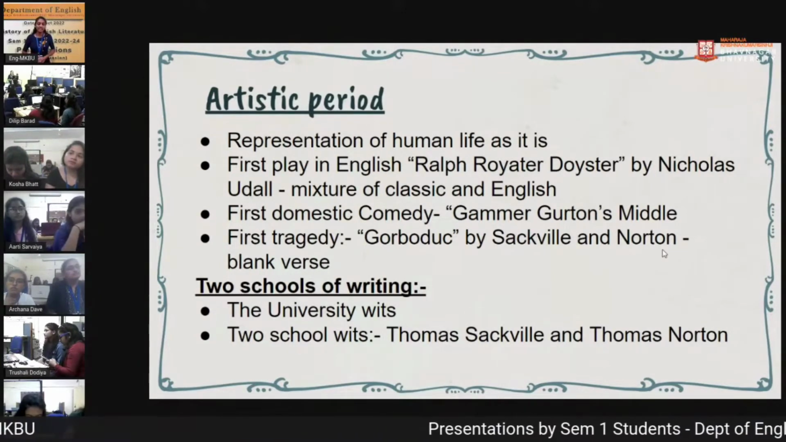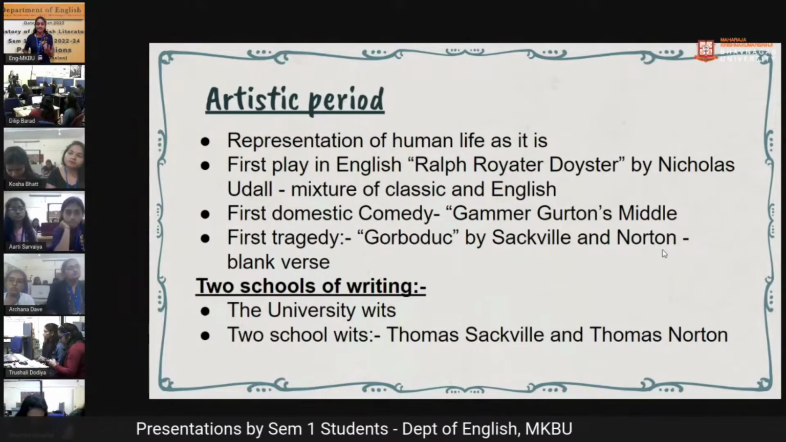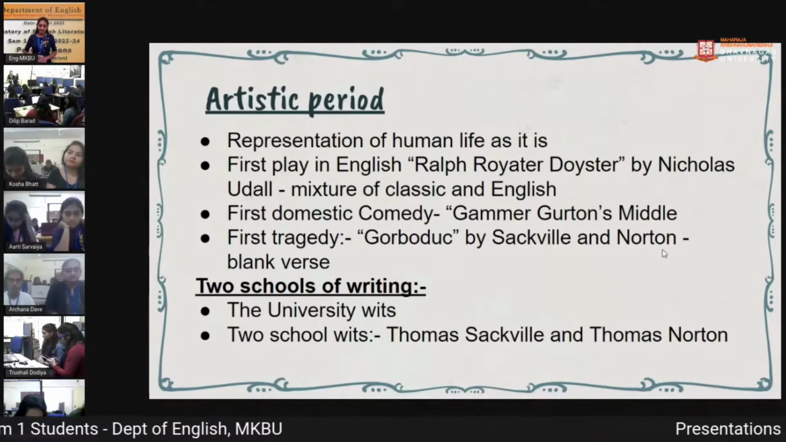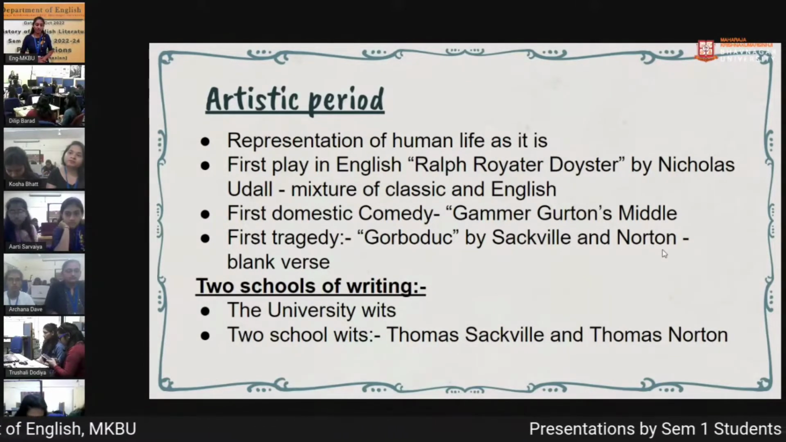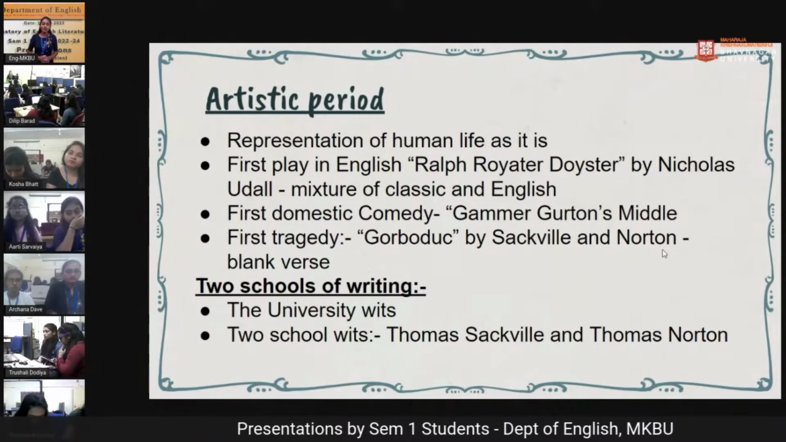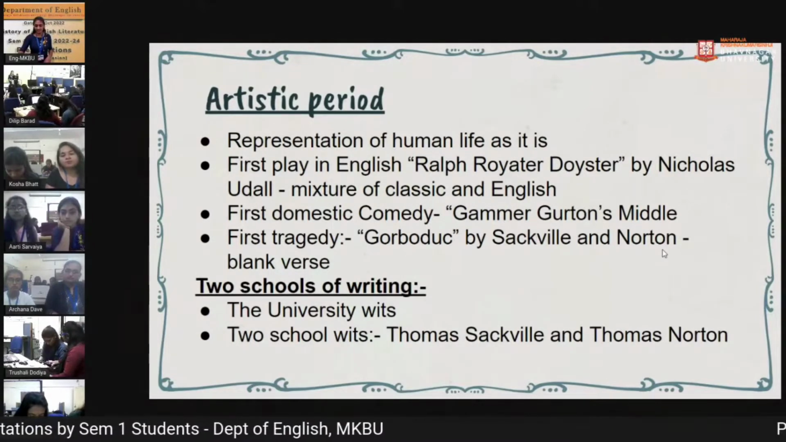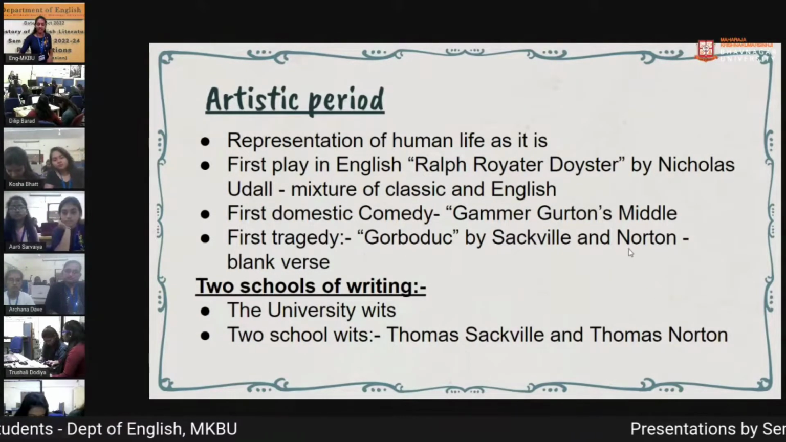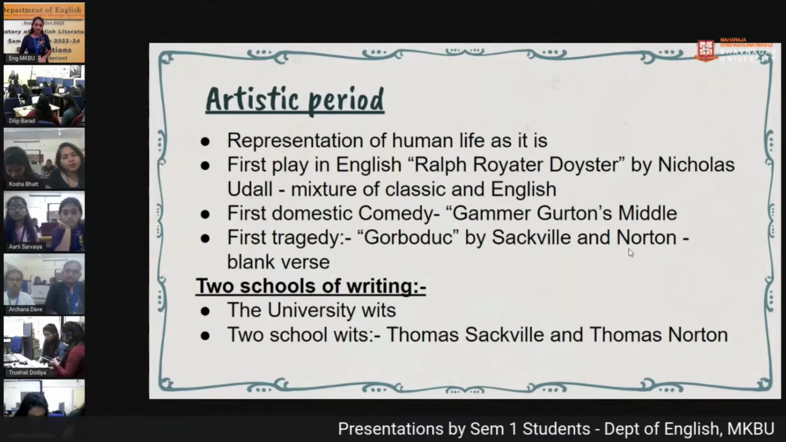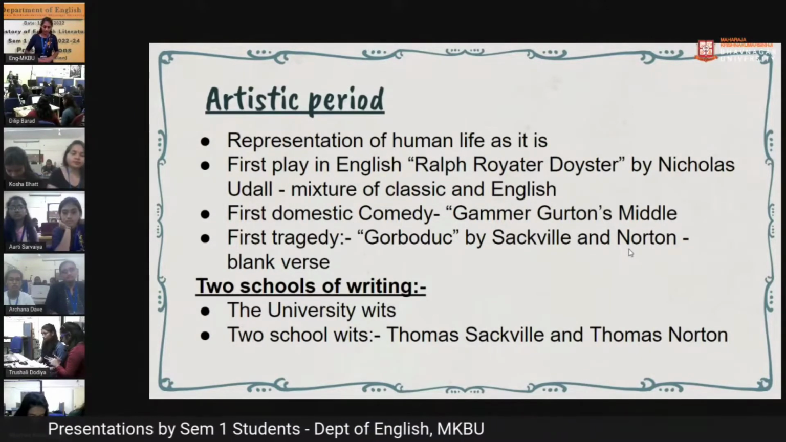In this period, we can see that dramatists could represent human life as it is. The first play in English was Ralph Roister Doister by Nicholas Udall, which was a mixture of classic and English. The first domestic comedy was Gammer Gurton's Needle. Sorry, it is Needle, but I mistakenly wrote it Middle. And the first tragedy was Gorboduc by Sackville and Norton, which was written in blank verse.